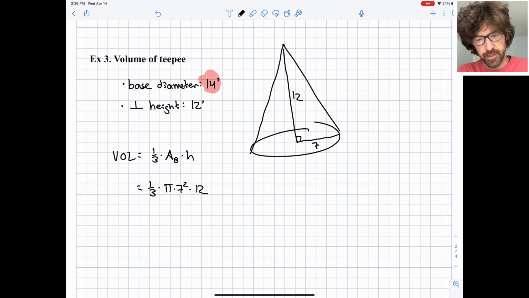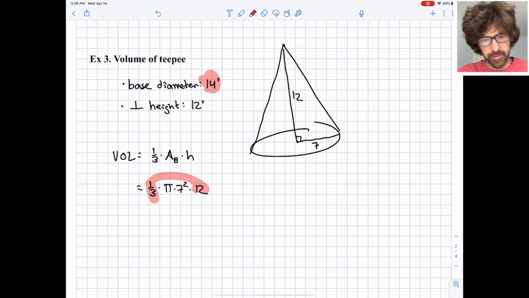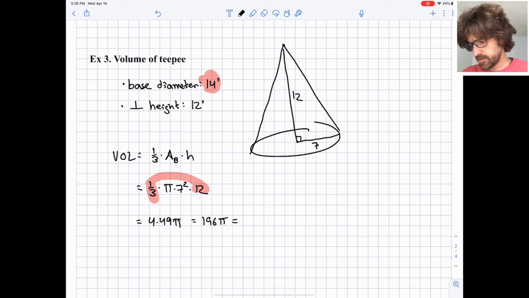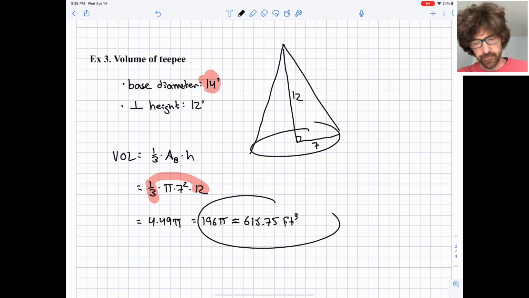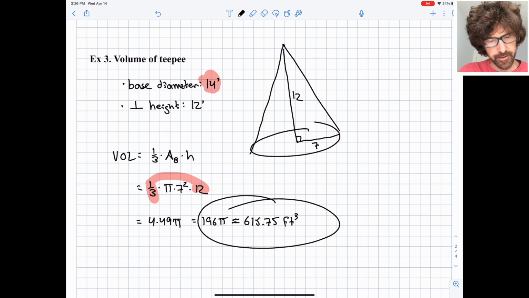Again, a little mental math efficiency step. Let's turn that 1/3 times 12 into a 4 right away. And so we get 4 times 49 pi. 49 is the 7 squared. And so that gives me 196 pi would be the exact volume. And the approximate volume would be 615.75 cubic feet. So either of those would be valid answers right there.